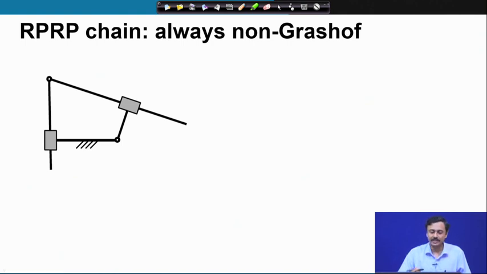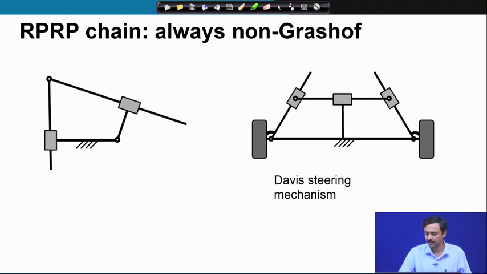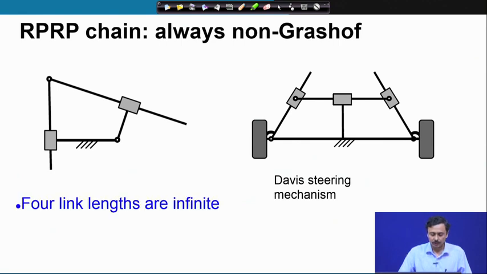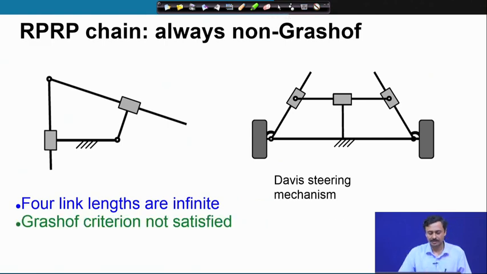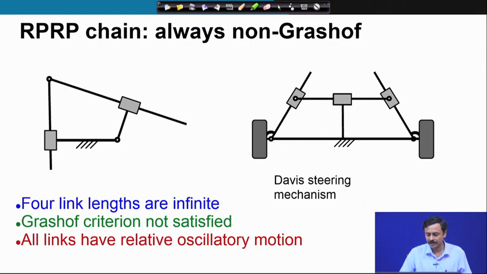Now, the RPRP chain is always non-Grashof. You can guess, you have 4 link lengths as infinity here. The Ps have been replaced in such a way that 4 link lengths go to infinity. So, this never satisfies the Grashof criterion, and one of the applications we have seen before is the Davis steering wheel mechanism. Whenever we say 4 link lengths are infinite, always remember this is in reference to a 4R chain. The Grashof criterion is not satisfied, and all links have relative oscillatory motion.